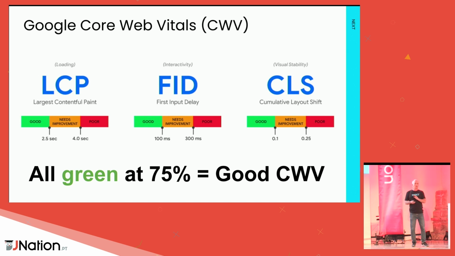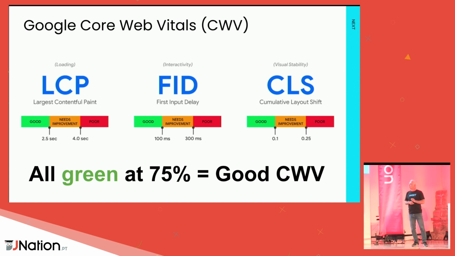Now, this sounds a bit harsh, but it really isn't. Because if more than 25% of your users are getting a poor or needs improvement value for one of these metrics, again, it means that too many users aren't getting the performance that you would like them to get. So now let's go quickly in more detail into these metrics so that we know what we're measuring before we dive into how the frameworks stack up in this regard.